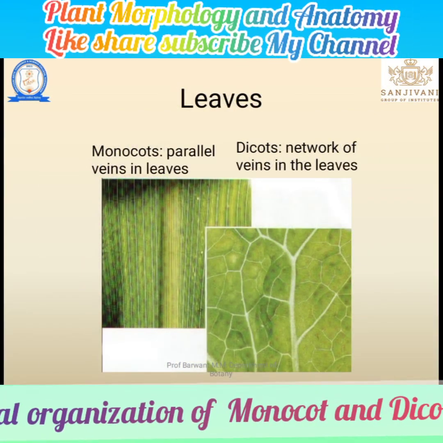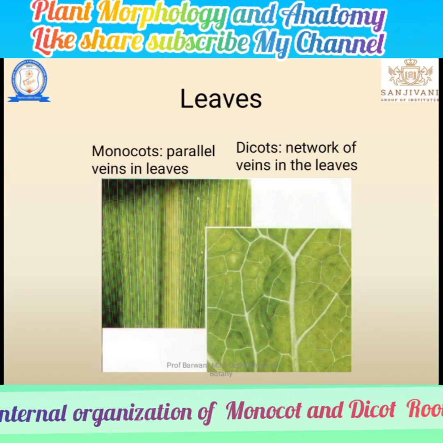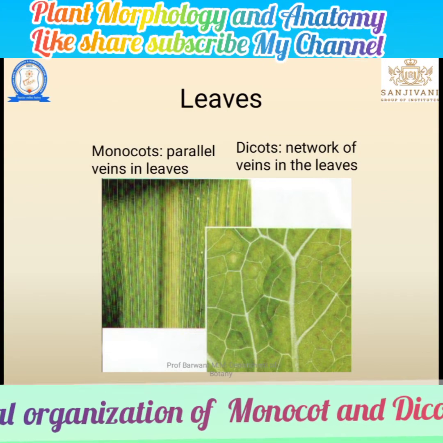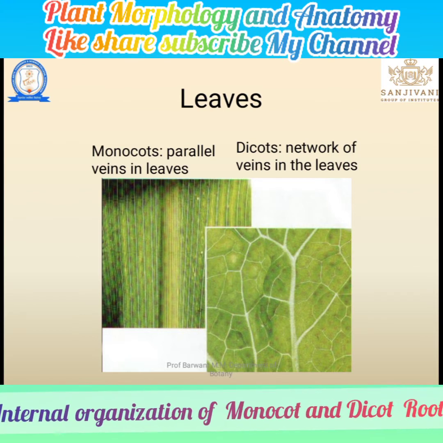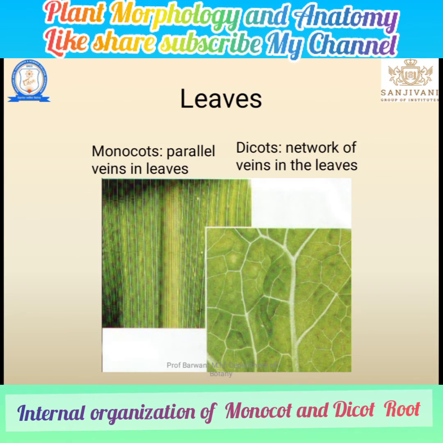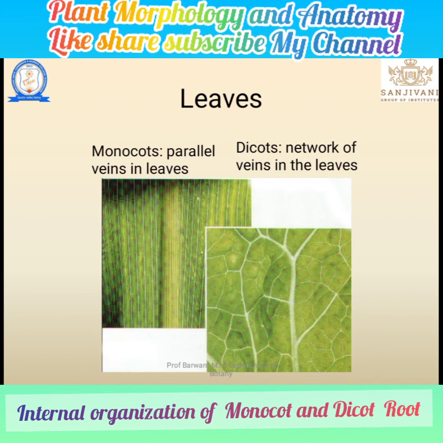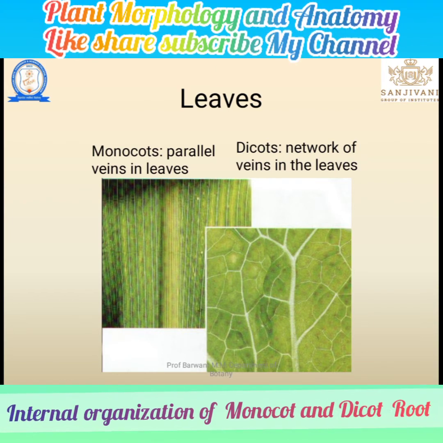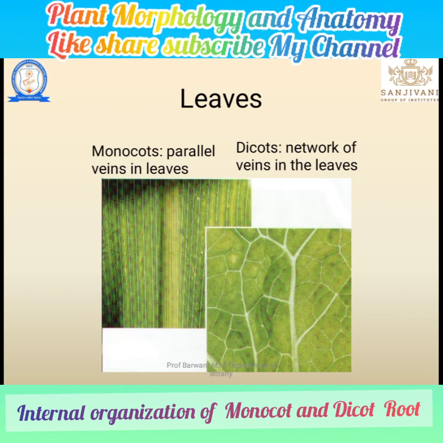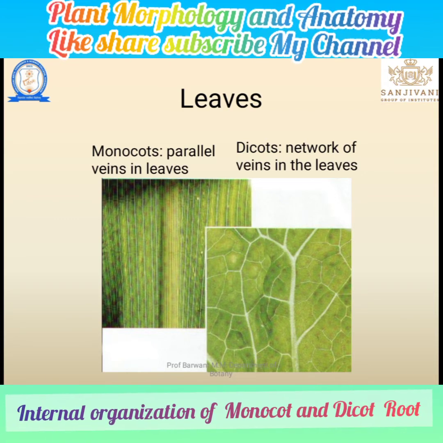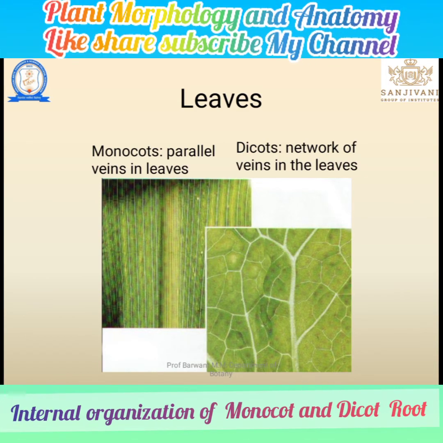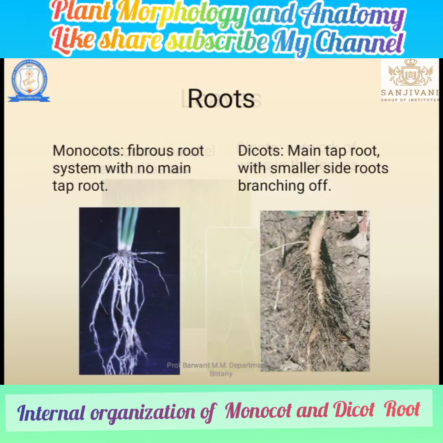Let's see the leaf. Most students know about leaf venation. Monocot leaves have parallel venation, dicot leaves have reticulate venation. But actually, what is reticulate venation and what is parallel venation? Let's see in the first figure. In monocot, parallel venation, around the midrib there are parallel lines of veins, that is known as parallel venation. In the second figure, from the midrib there is a network-like structure present. For that reason, it is known as reticulate venation.